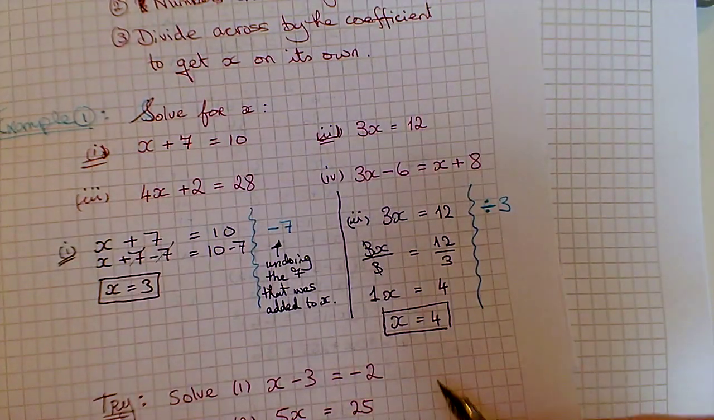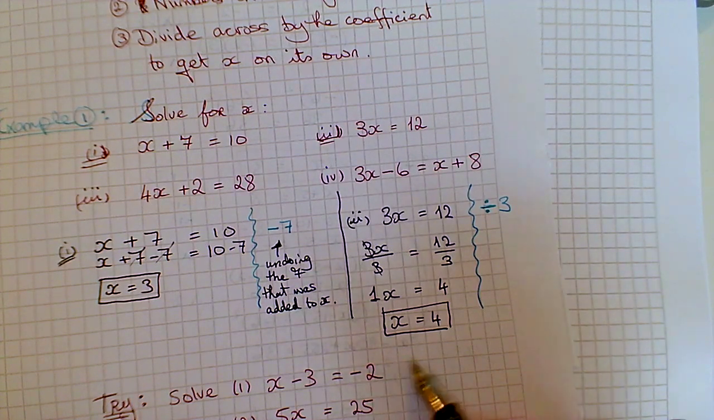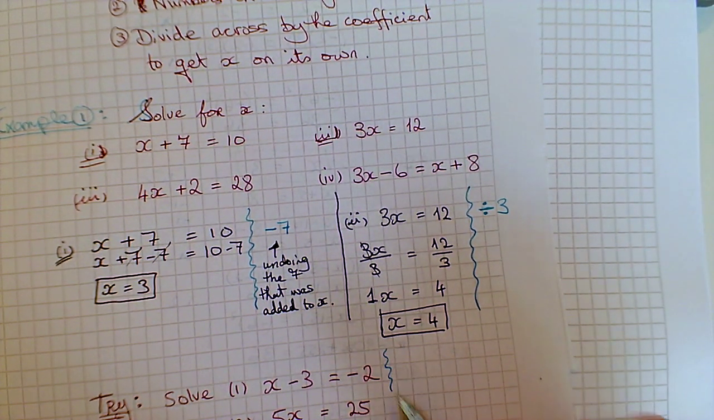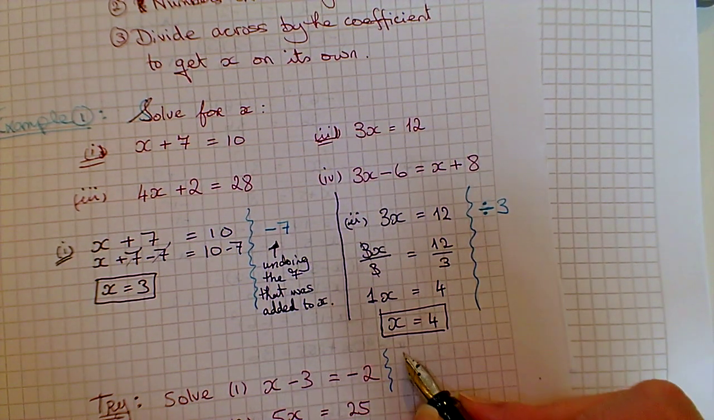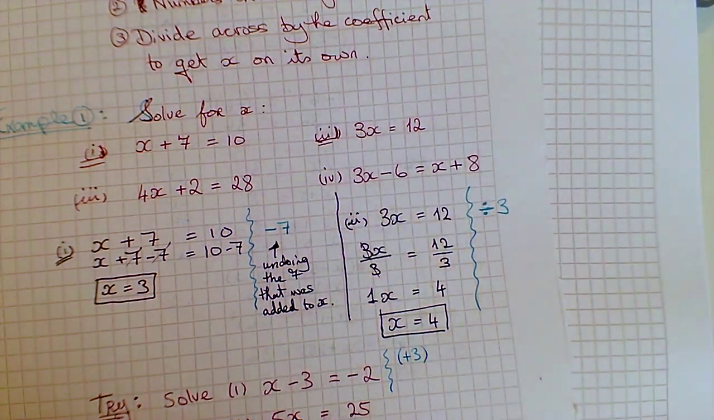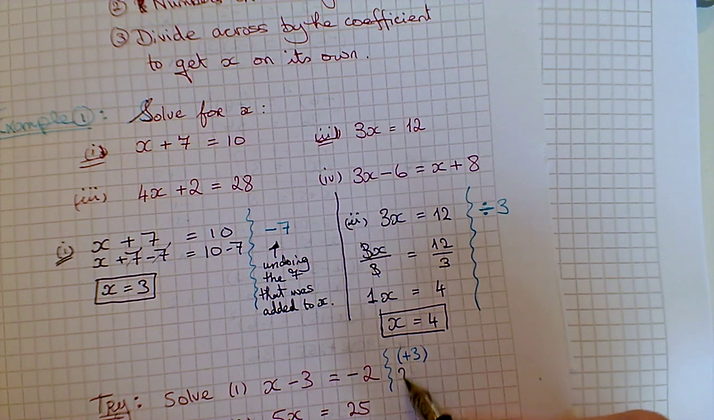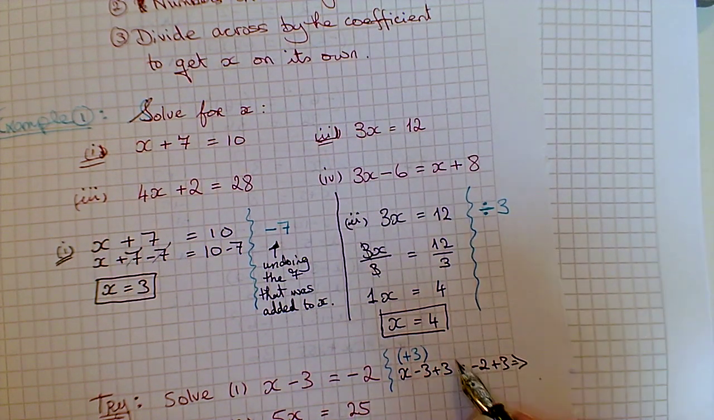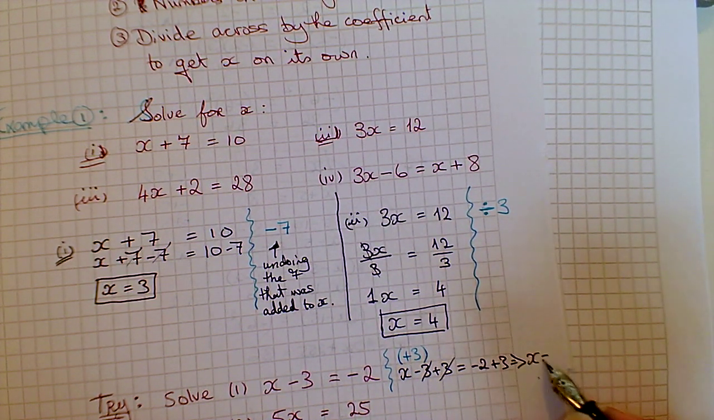Now, the solution to this is that I must add 3. I must undo a minus 3. So I'm going to add 3 to both sides. I get x minus 3 plus 3 is equal to minus 2 plus 3, which means x is equal to 1.